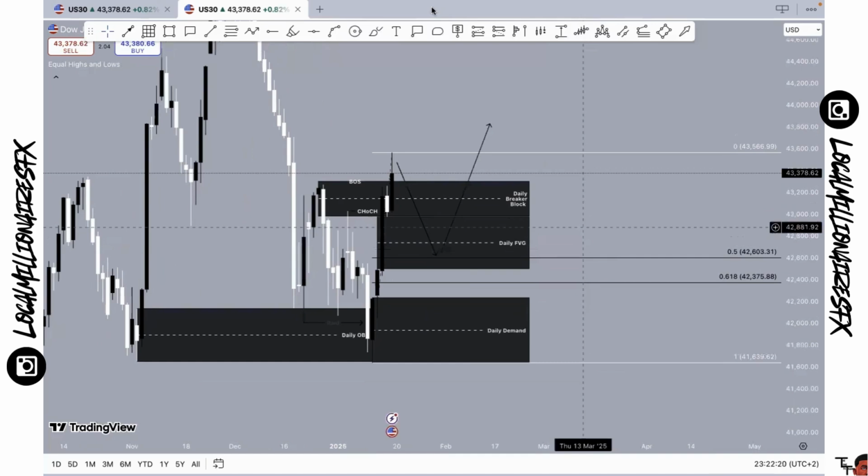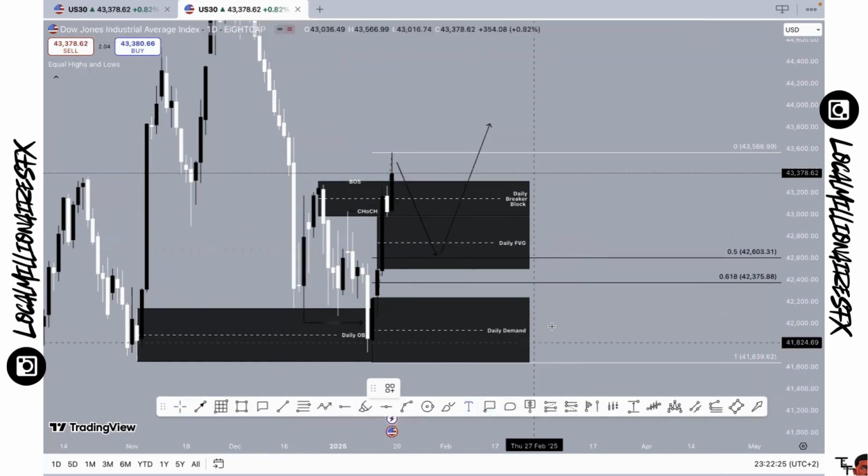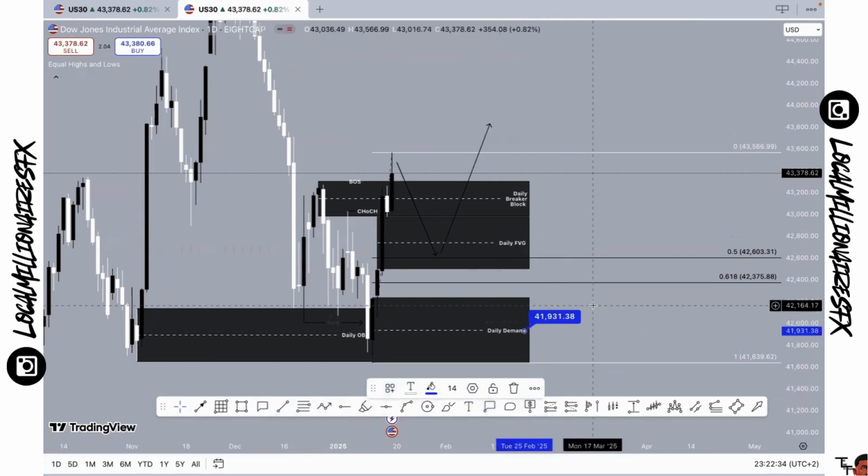So one thing that we also want to see, this demand zone here, this is untapped. So this is going to be, again, a magnet for market makers, right? So we say market makers going to love it here.